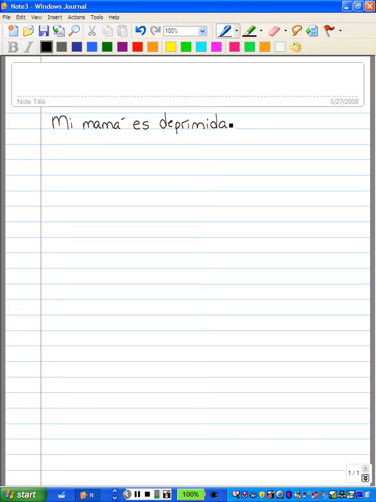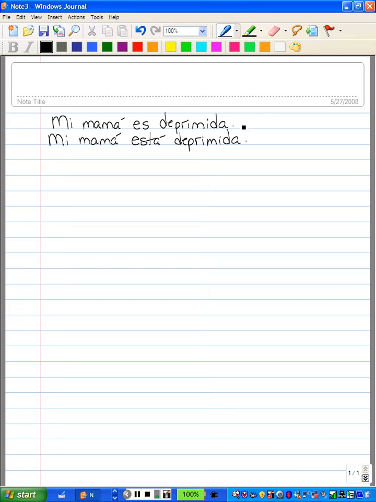Because a lot of using the verb ser and estar are going to depend on what you're trying to convey. Alright, these two sentences. Mi mamá es deprimida, mi mamá está deprimida. Both of these sentences, they both say, my mom is depressed.